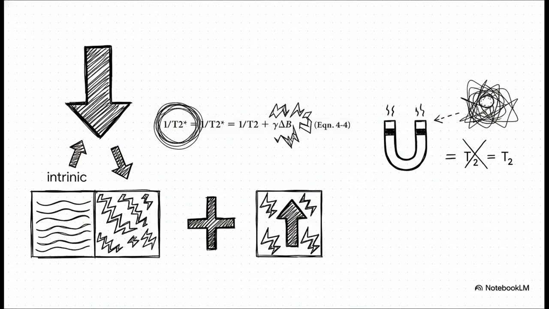So what's the takeaway here? It means that to get a good MR signal, you need a tissue with a long T2, and you need a really, really good, really homogeneous magnet. In the world of MRI, a perfect magnet is pretty much the holy grail.